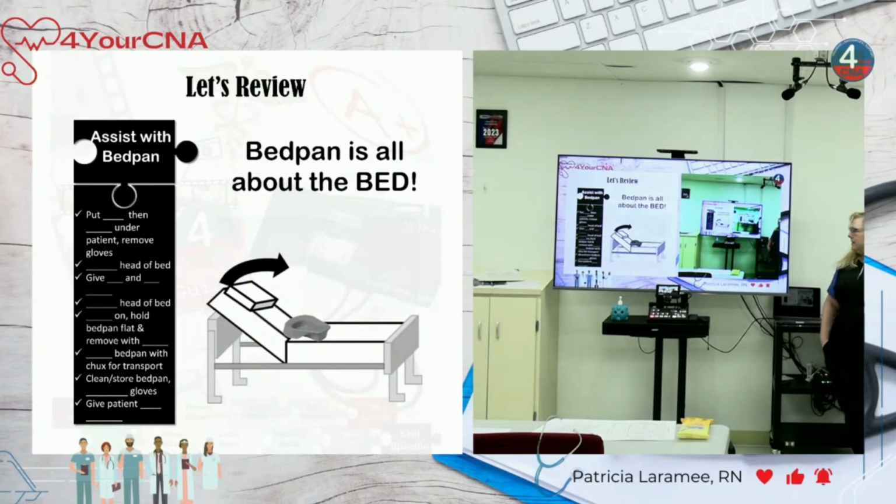Very good. Assisting with bedpan. It's all about the bed. Why is that an important step? Why is the head of the bed so important with bedpan? Yeah, they can't pee laying down. Can't pee uphill. So we want to make sure that we get the bedpan under the patient. We put the head of the bed up and give them what they need to go.